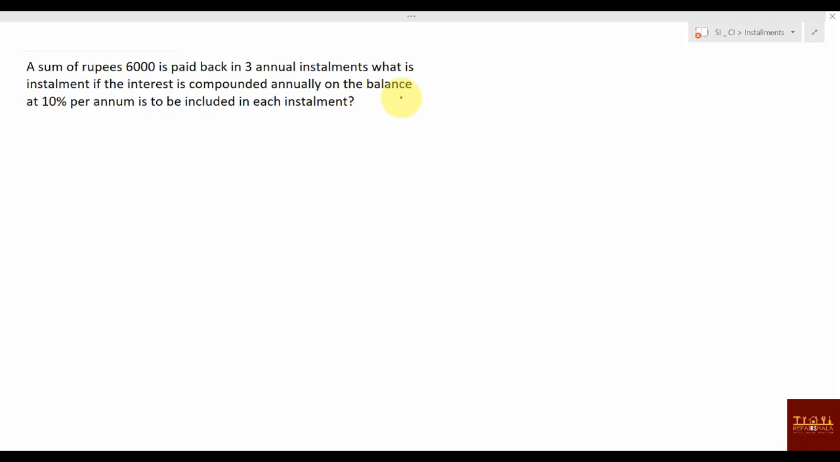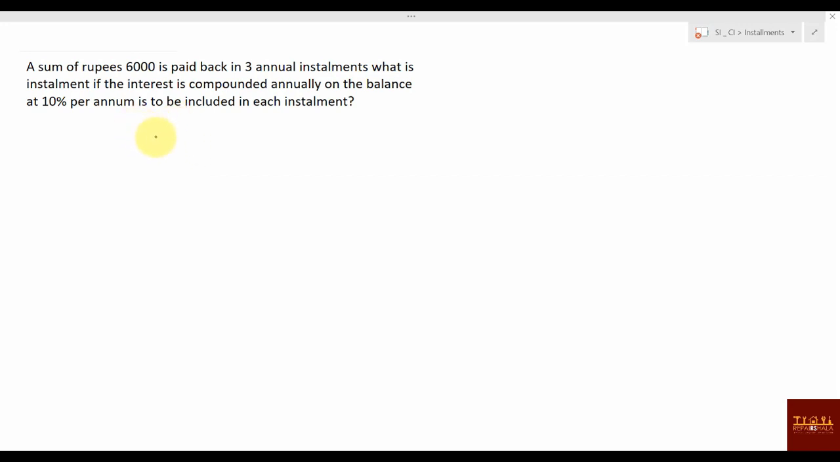In this one, your installment is not equal. You pay some installment on some amount, and then on whatever the remaining amount is, you also have to find the interest, add it to the installment, and pay. Again, I'm telling you, it's not an equal installment case. So how can you solve these kinds of questions?